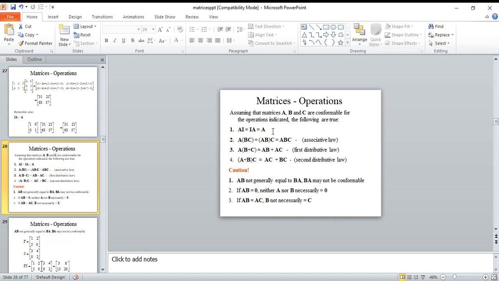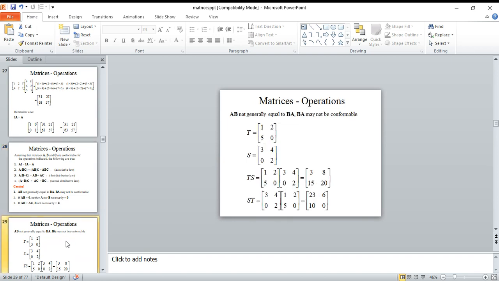So AB is not equal to BA because multiplication has one property: the first matrix's columns must equal the second matrix's rows. If that does not hold, then it is not conformable. If AB equals 0, neither A nor B is necessarily 0. If AB equals AC, B is not necessarily C.